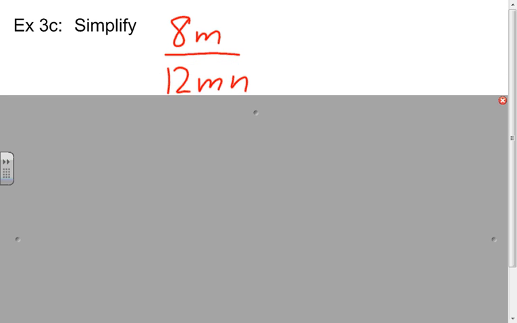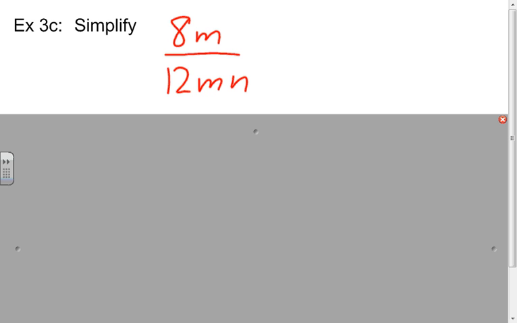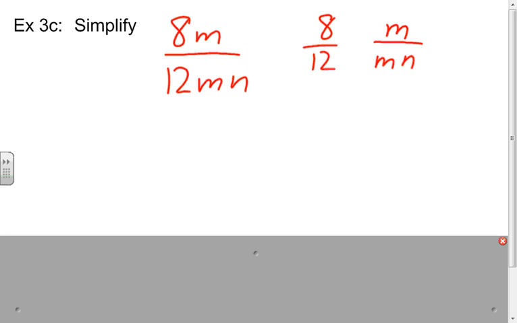One more example of these. Simplify 8m over 12mn. Okay? We'll break this up into two pieces, one for the numbers, one for the letters. So, I'm going to do 8 over 12, and then I also have m over mn. 8 over 12, I can simplify that fraction. I can take a 4 out of both of those, and 8 over 12 turns into 2/3.